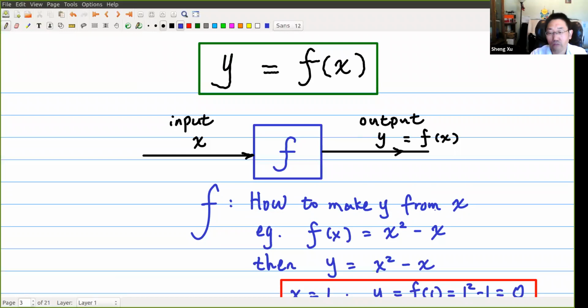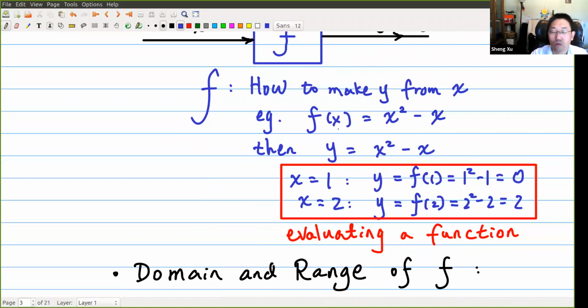So for example, say my F of X, okay, so this is how I make my output, right? F works on X, is equal to, say, X squared minus X. Then given an X, my output will be Y equal X squared minus X. Say X equal 1. Now I give you 1. So what output are you going to make for me? So Y is equal to F of 1, which is equal to, you plug 1 into this expression, 1 squared minus 1, and you get 0. So input 1, 0 is the output.